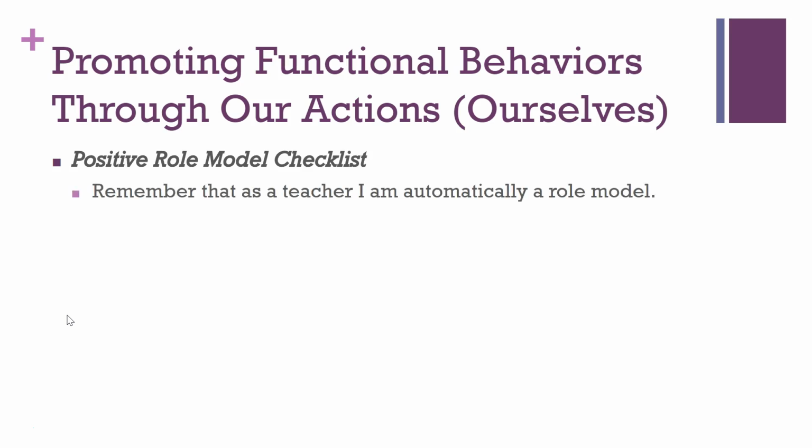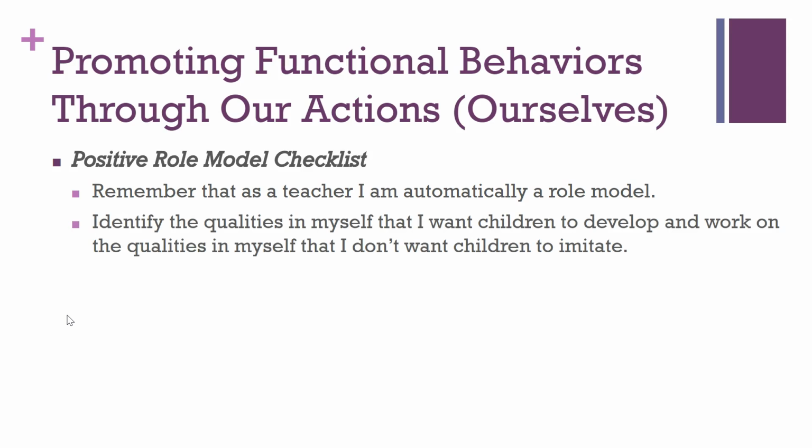First and foremost, you have to remember that you as the adult are automatically a role model for the child. Children are always watching what you are doing, and children will imitate and mimic, repeat what they see you as the adult doing. So you really need to think about what you are doing when you are on the job. In addition, think about what you're doing when you're off the job in our community if you work in the community that you also serve.